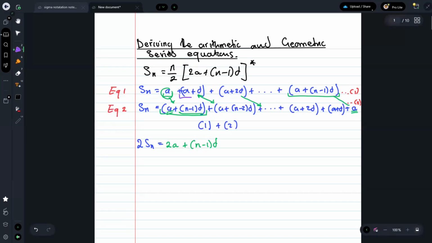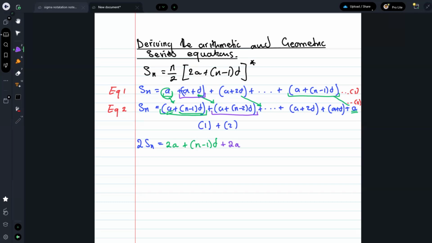When I'm adding this a plus d to this value right here, we want to know what's going to happen. You have a and a there, so let me just say plus, because it's a plus still in between, we're going to have 2a.